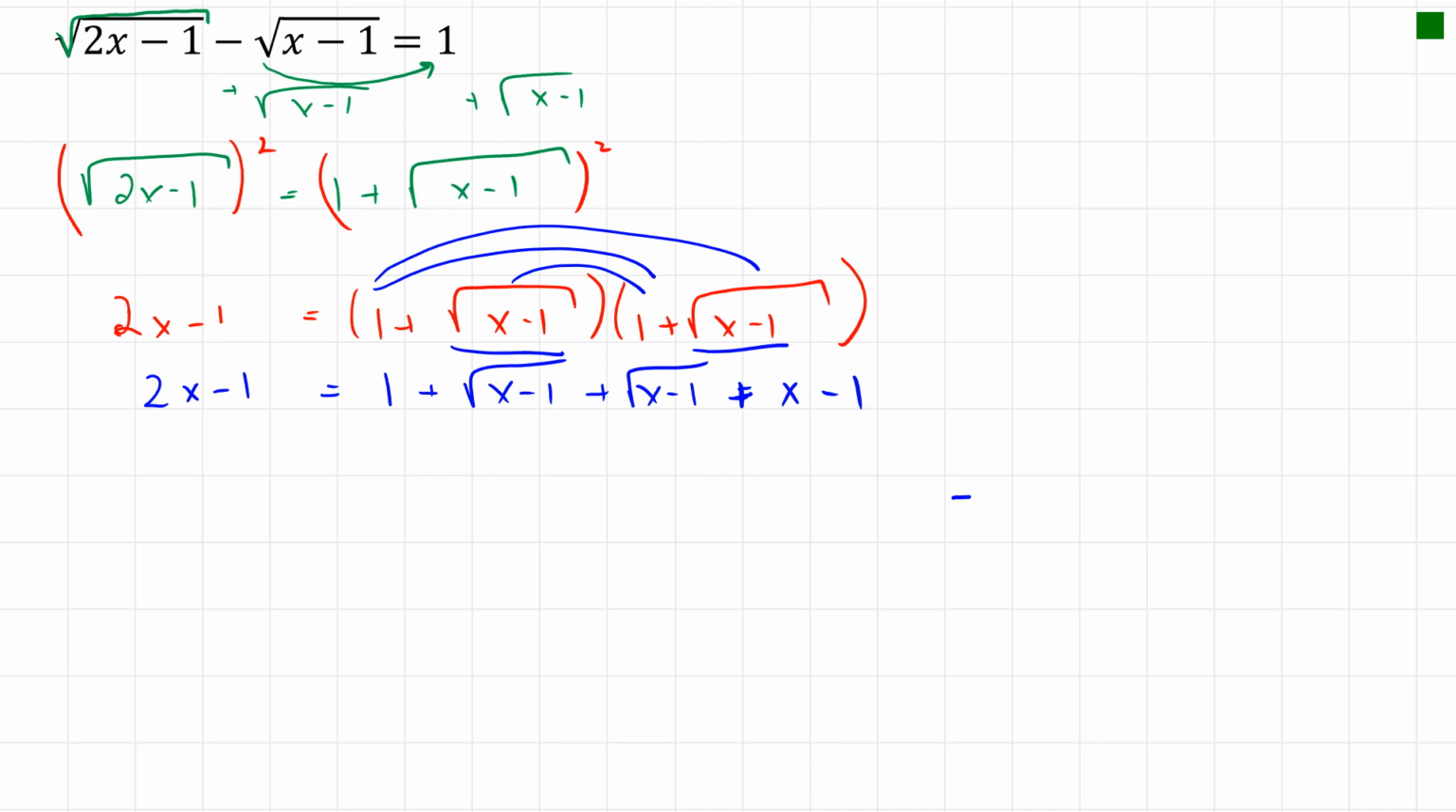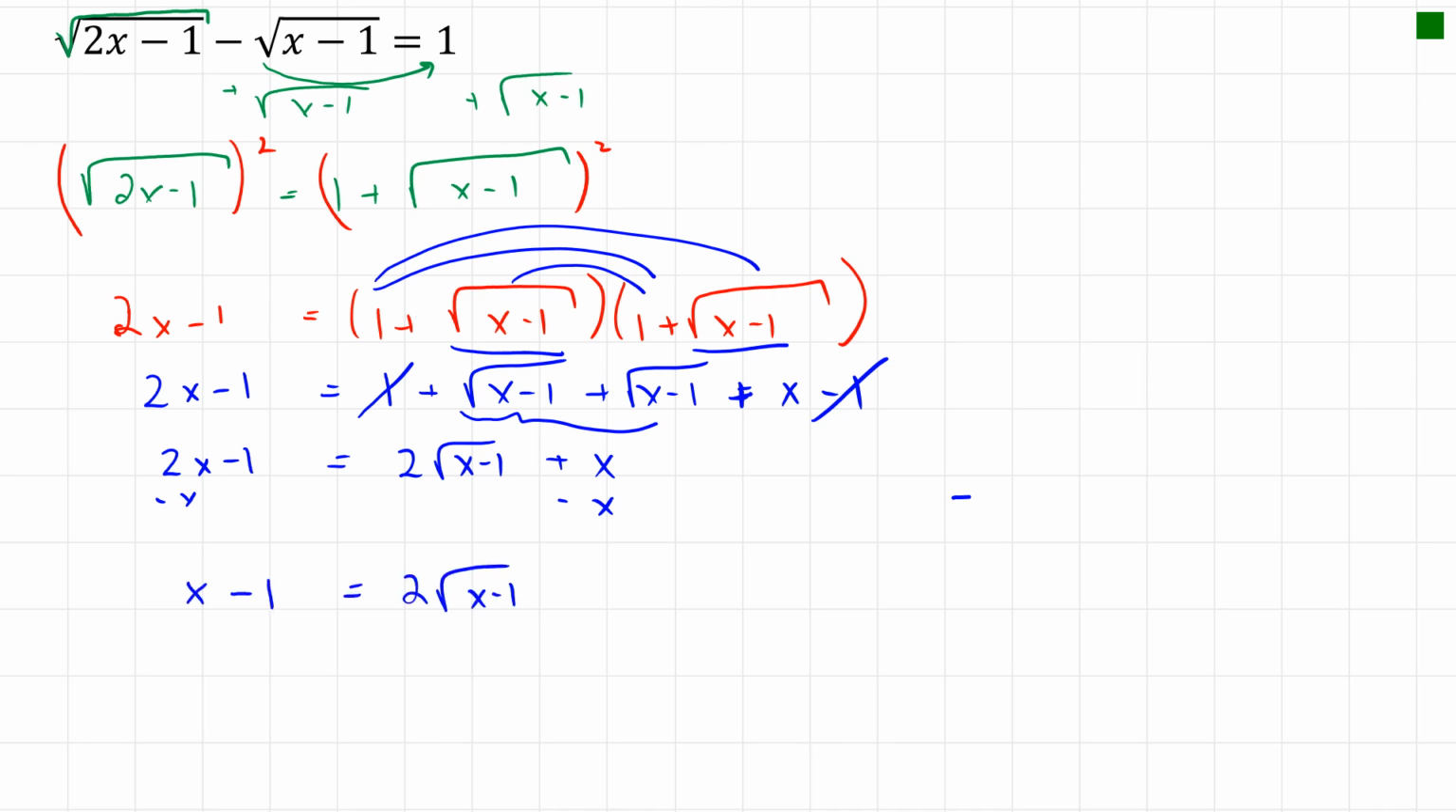So simplifying, these two will cancel. These two will combine. So I have 2x minus 1 equals 2 root x minus 1s plus x. Now I'm going to get the radical all by itself again, so I'm going to subtract x from both sides, which leaves me with x minus 1 equals 2 root x minus 1.